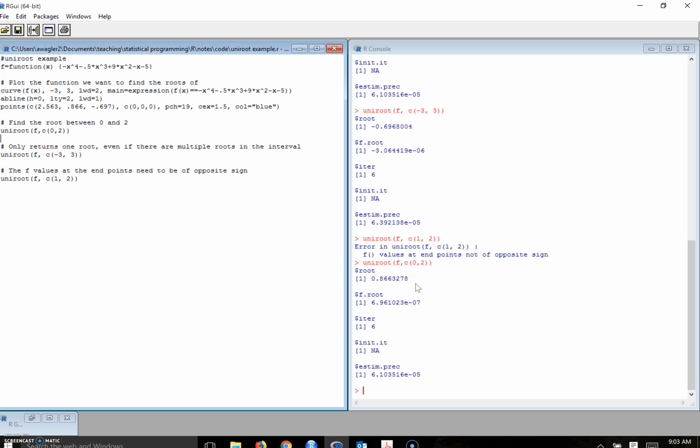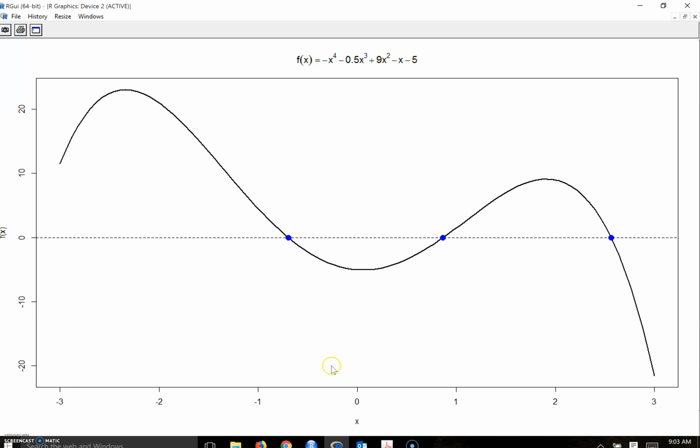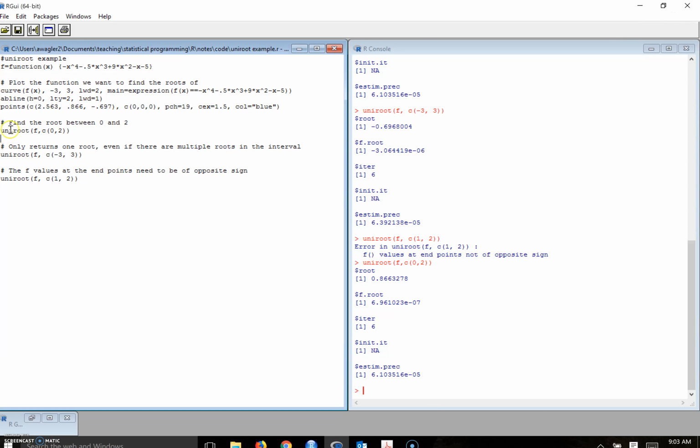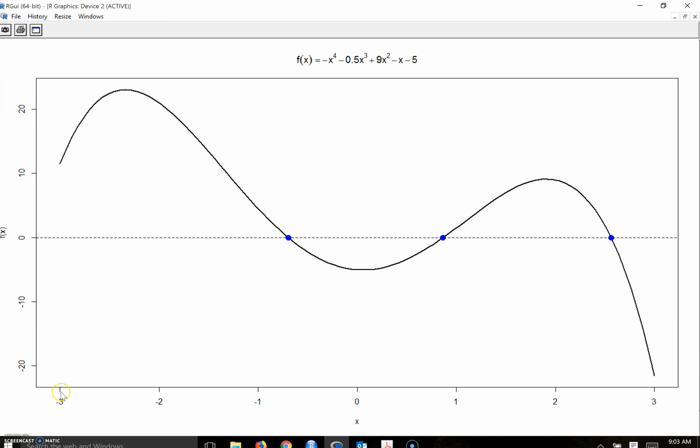This is at 0.87, more or less. Let's take a look again. Between 0 and 2, right here, we would find the root. It's saying it's about 0.87, which looks about right if you eye it. All right. So we could also find the root between -3 and +3. Notice that would span this and this. So let's see what happens.